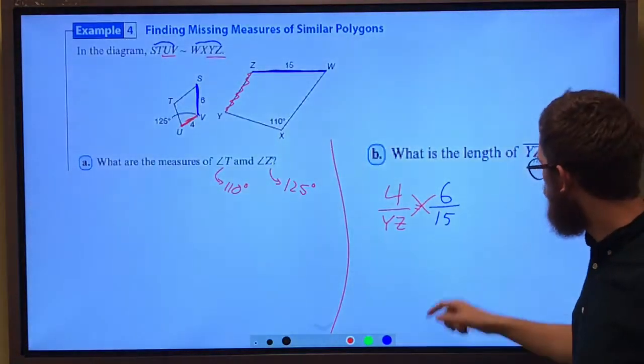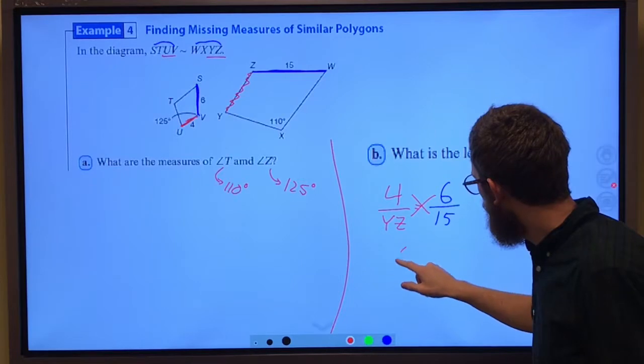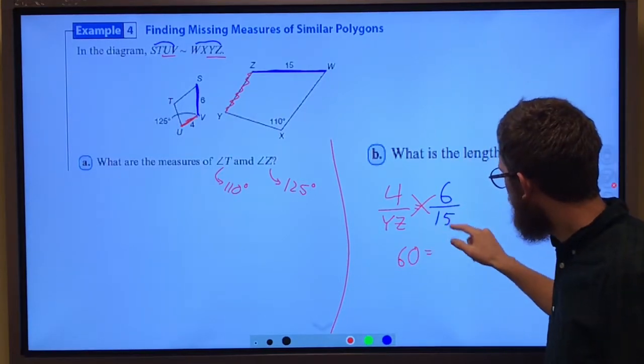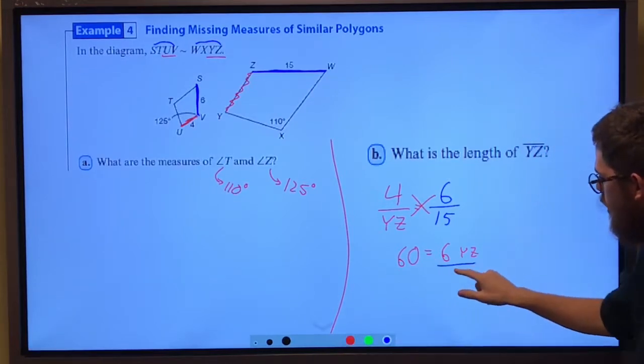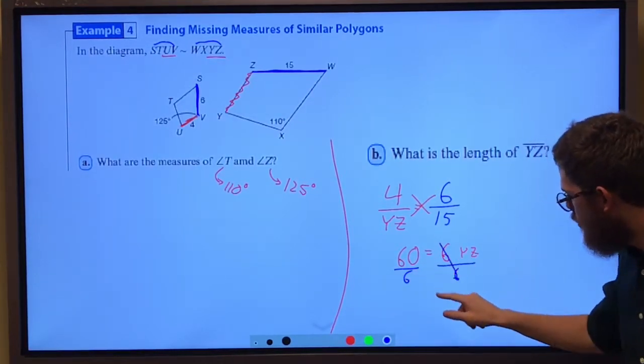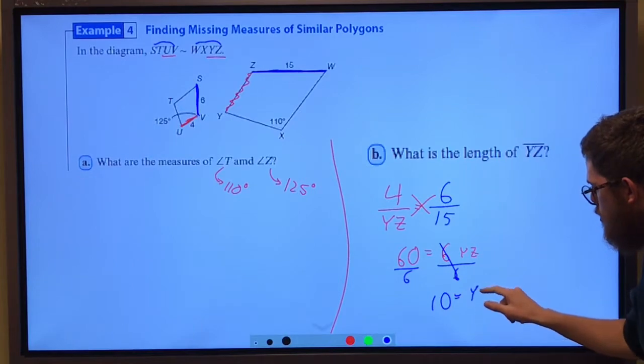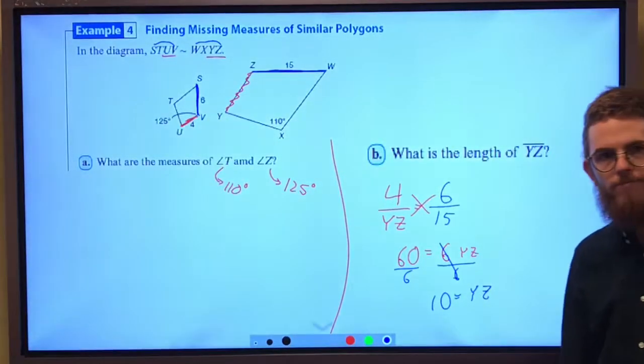I can use my cross products. 15 times 4 is 60. YZ times 6. 6YZ. Divide both sides by 6. And of course, YZ would come out to be 10.